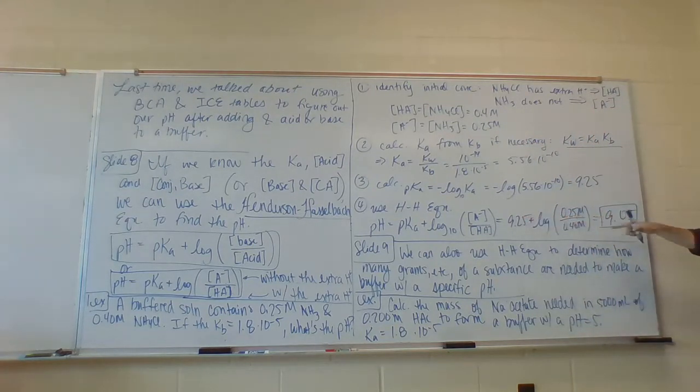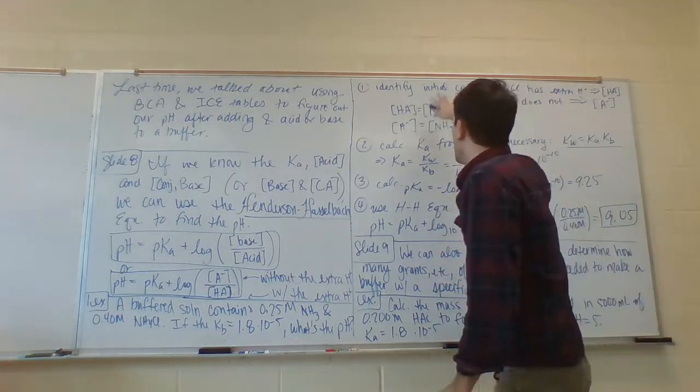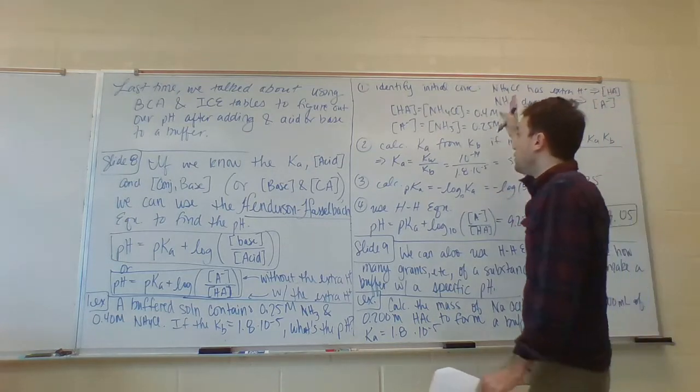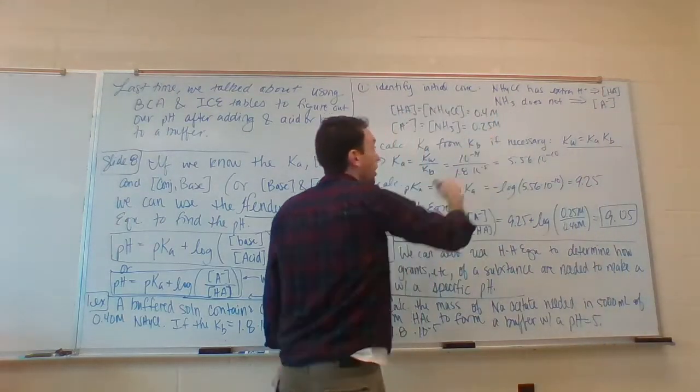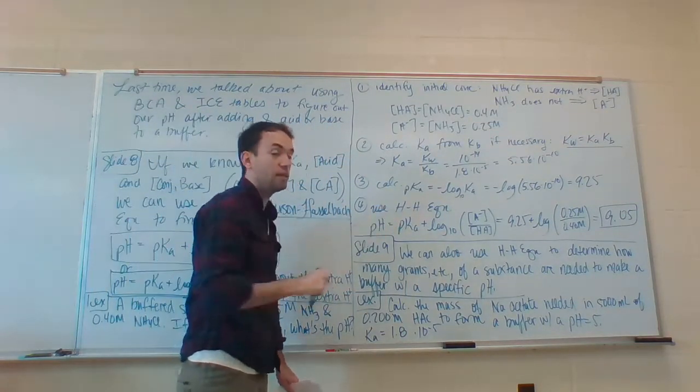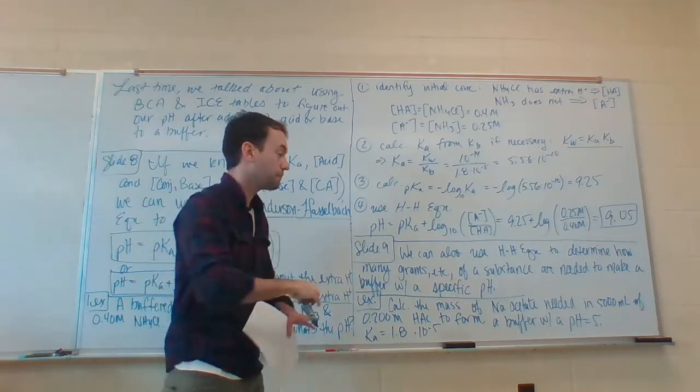Okay, plugging in all of those values, we get 9.5 as our pH. Notice this was a lot shorter than doing an ice table. All we had to do was figure out what our acid and base species were, figure out our Ka, plug it all into that equation, and we were good to go. All right?